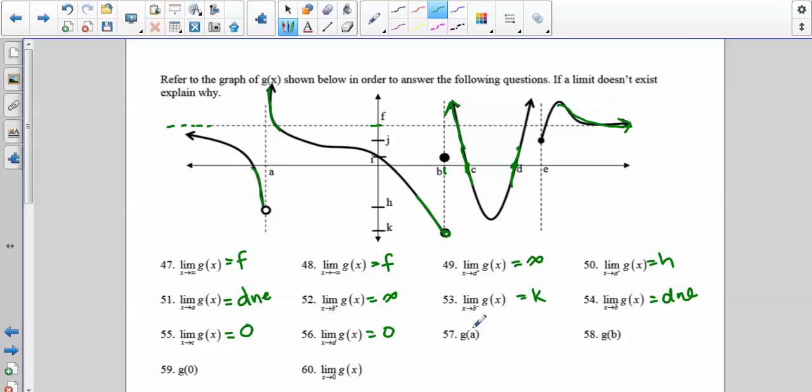And now for g of a, we need the filled in value. So g of a, here's a. We're looking for a filled in value, but there's an asymptote and there's a hole. There's no filled in value, so we say this is undefined.